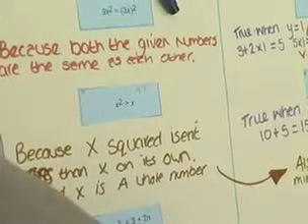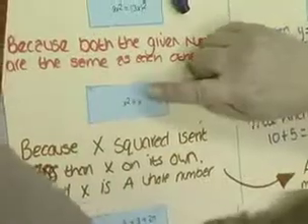So if we've got 0.5 squared is 0.25, is 0.25 greater than 0.5?